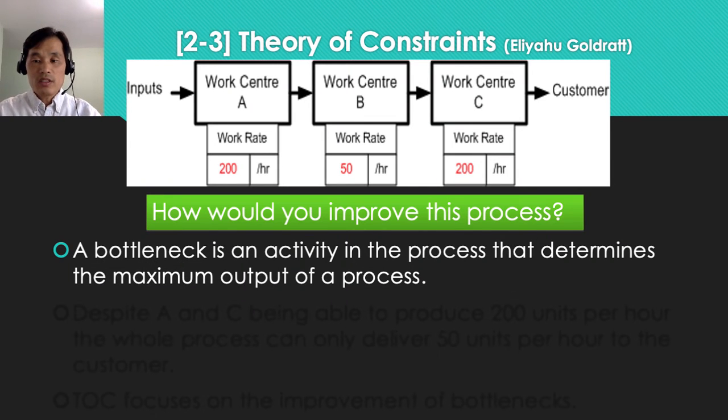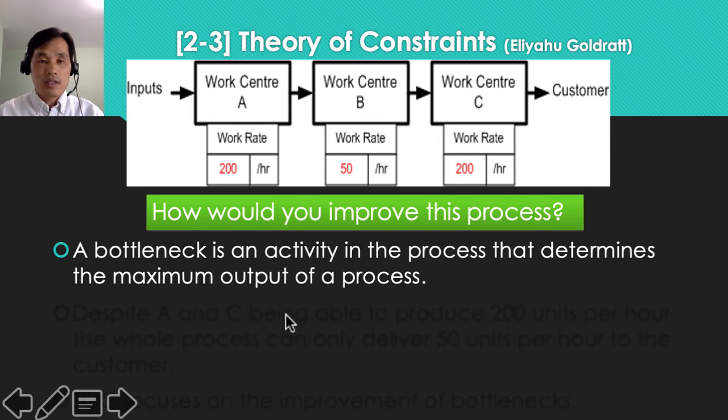The third method is theory of constraints. This method was developed by Eliyahu Goldratt, and he wrote a book called The Goal, and the book delves into this topic. And I encourage you to check it out, as it is very well written in a novel format.